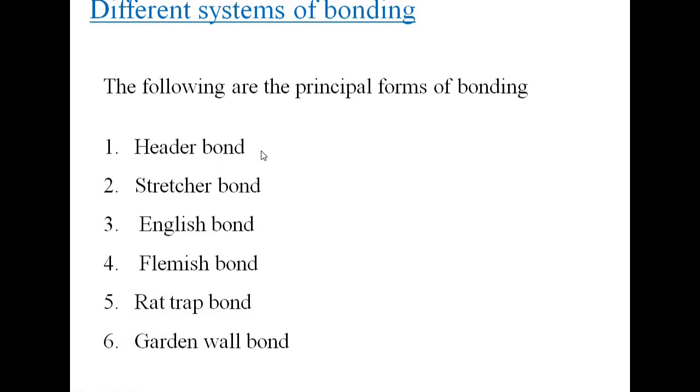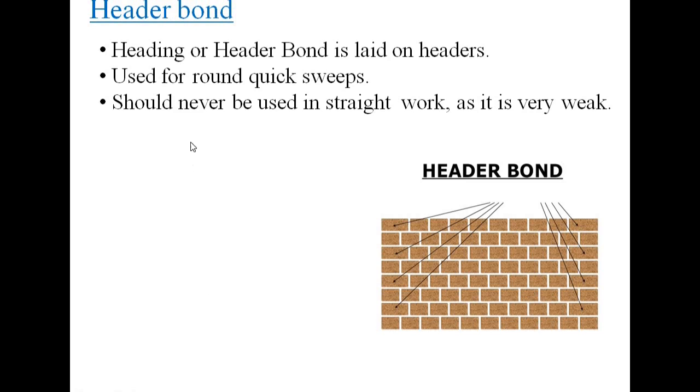Now, different types of bonds in brick. The following are the principal forms of bonding. First is header bond, second is stretcher bond, third is English bond, fourth is Flemish bond, fifth is rat trap bond, and sixth is garden wall bond. We'll see what these types are and the meaning of each. By seeing the images, you will come to understand. This is also an arrangement of bricks: how the bricks are to be arranged.